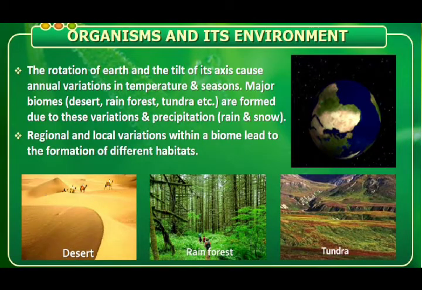Now, have you ever thought why so many biomes exist on the earth? It is possible due to the rotation of the earth, and the tilt of its axis causes an annual variation in temperature and season. Major biomes are formed due to this variation and precipitation. Regional and local variation within biomes lead to the formation of different habitats.